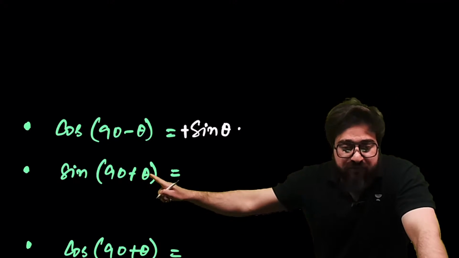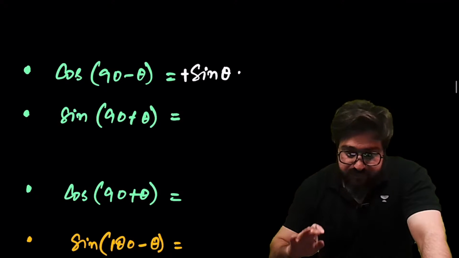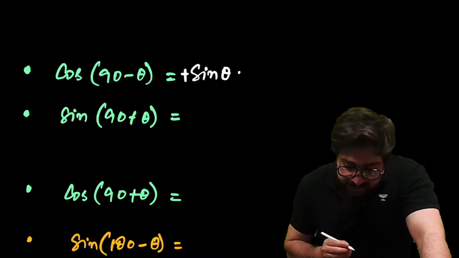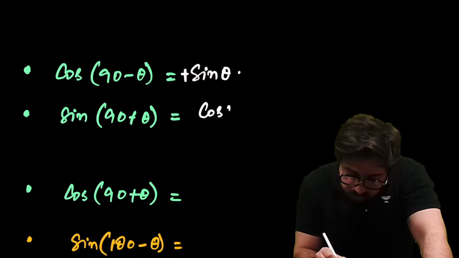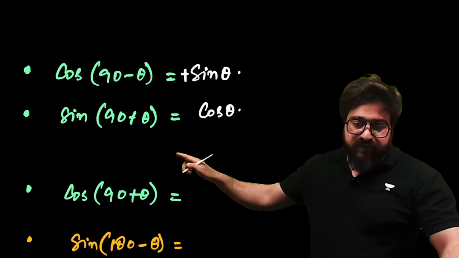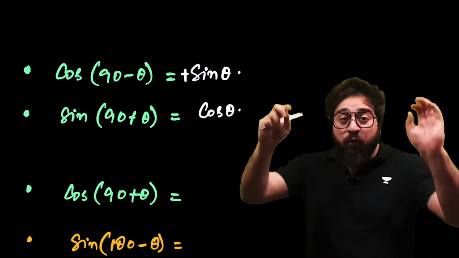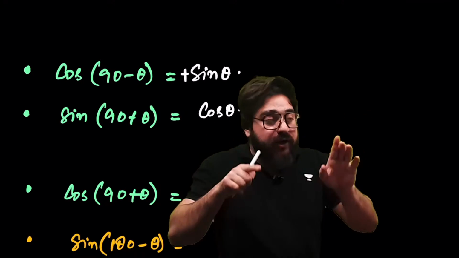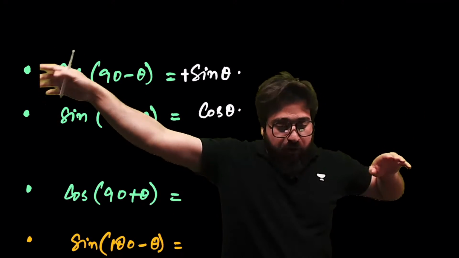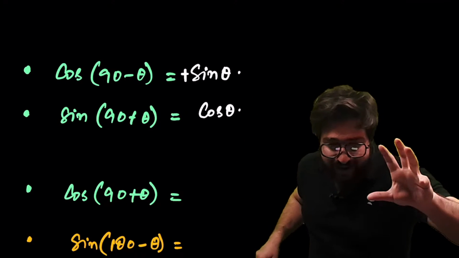Similarly, if I say sine of 90 plus theta, we can write over here sine of 90 plus theta is simply, we say, sir, cos theta. Whatever the information I give you over here, we need that much only. Don't go over there. Don't go over here.